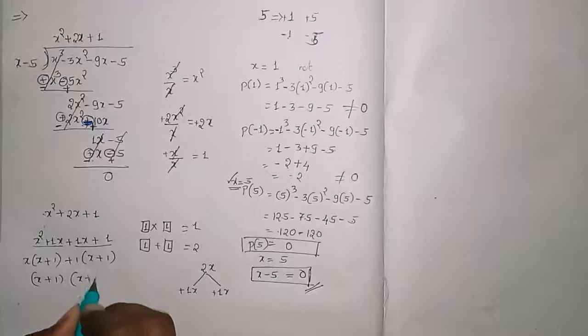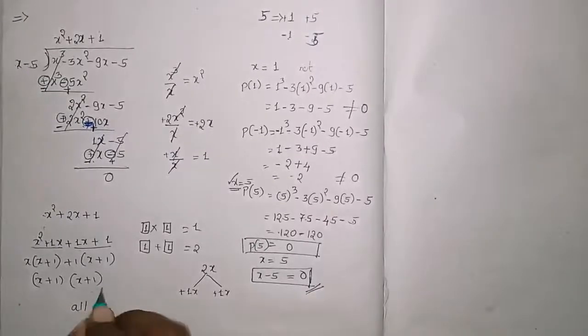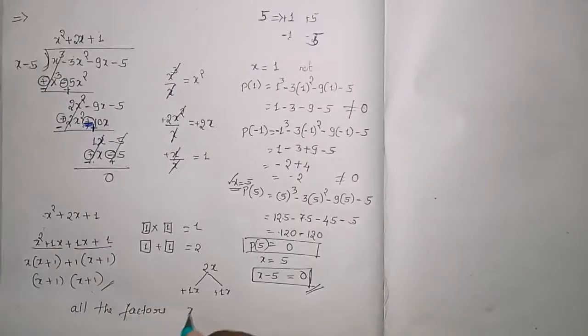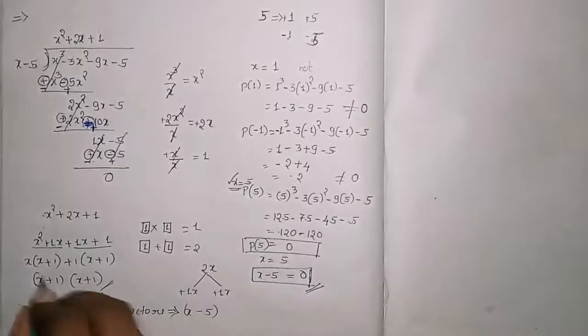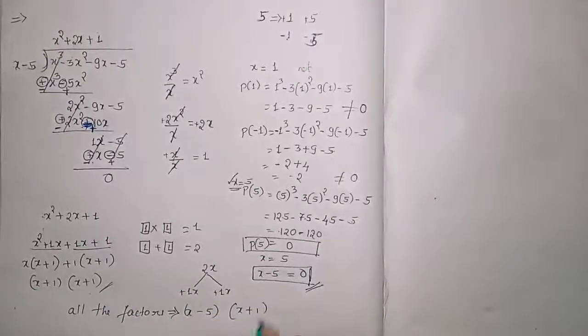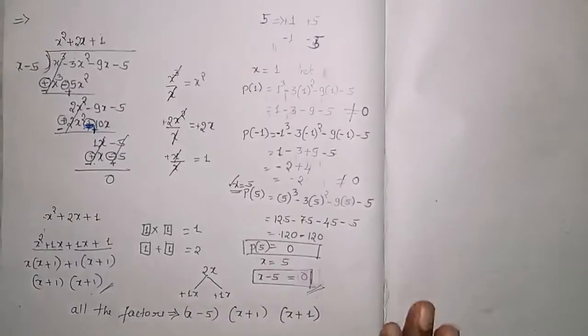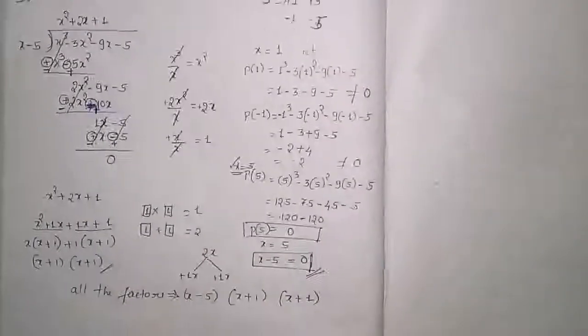So overall, all the factors we have to consider, just write all the factors. x minus 5 is the first factor, and from here x plus 1 and x plus 1. So these are the three factors of our equation.